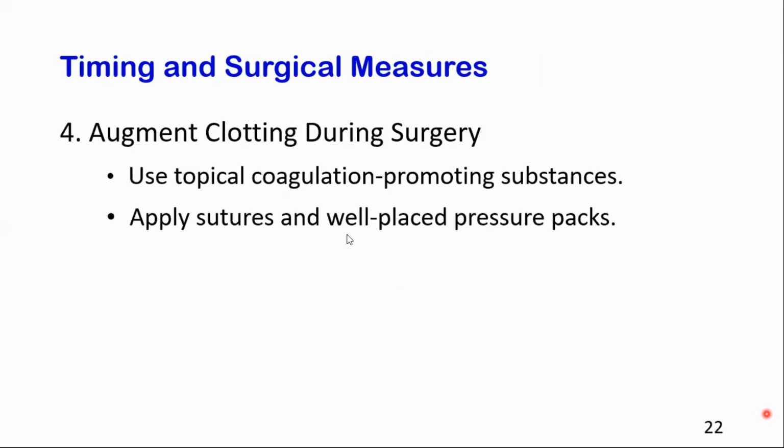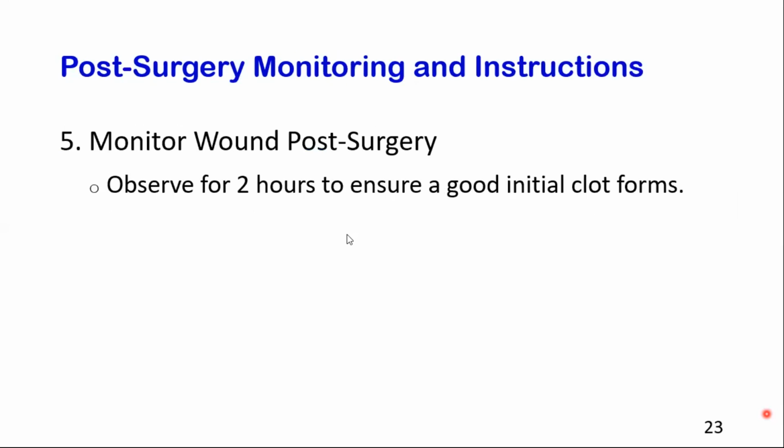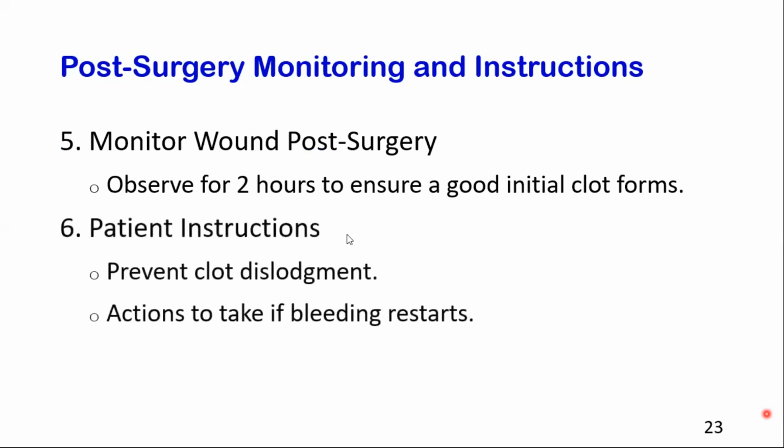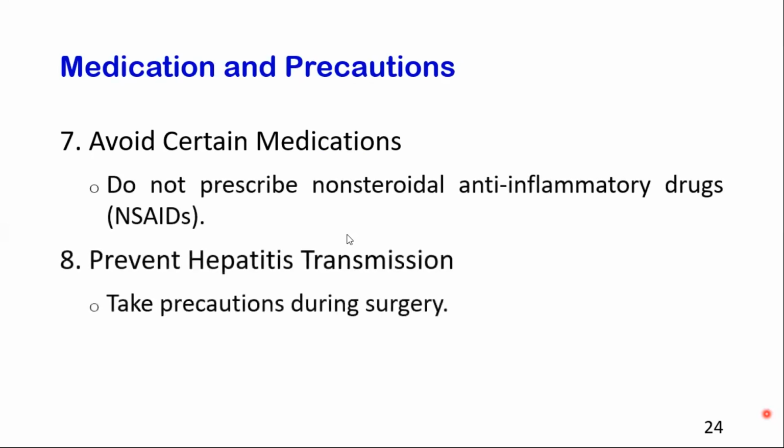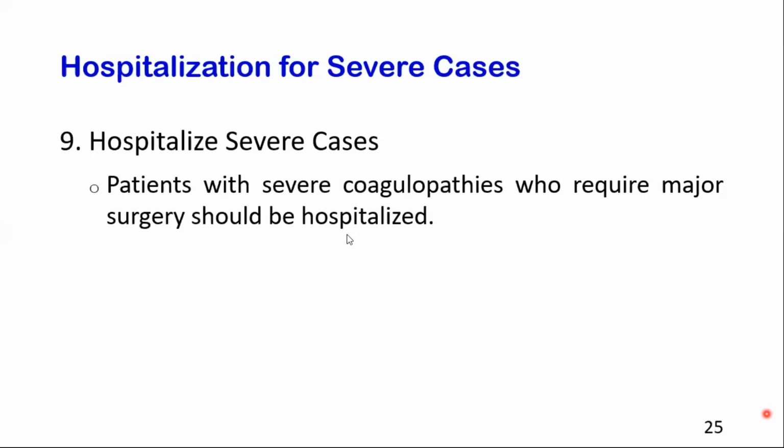During surgery, use substances that promote clotting, sutures, and pressure packs to help control bleeding. After surgery, monitor the wound for at least 2 hours to ensure that a stable initial clot forms. It is important to instruct the patient on how to prevent the clot from becoming dislodged and what steps to take if bleeding starts again. Avoid prescribing non-steroidal anti-inflammatory drugs to these patients as they can interfere with clotting. Additionally, take all necessary precautions to prevent the transmission of hepatitis during the surgical procedure. Patients with severe coagulopathies requiring major surgery should be hospitalized. This allows for close monitoring and immediate intervention if complications arise.